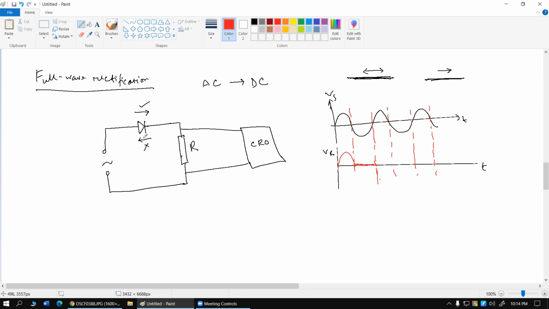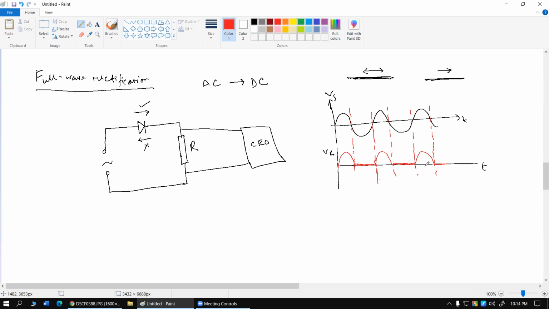The diode will completely obstruct the energy supply, and then the next cycle will go through exactly the same, and then this will be flat, and this will go through, and this will be flat, and this is how it's going to keep on going. This is what we call half-wave rectification.